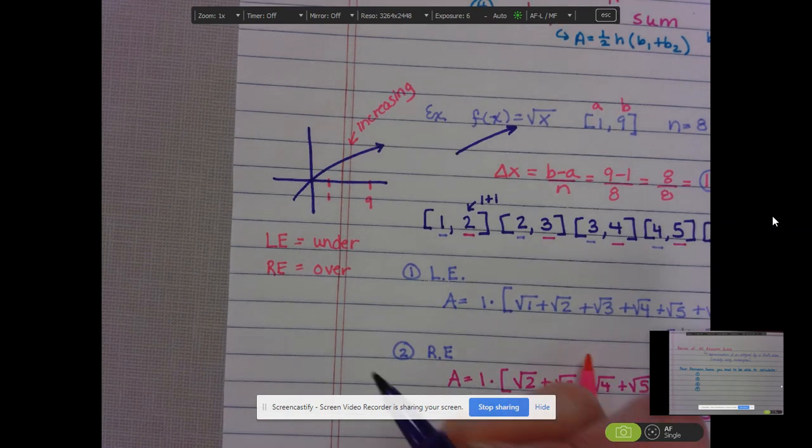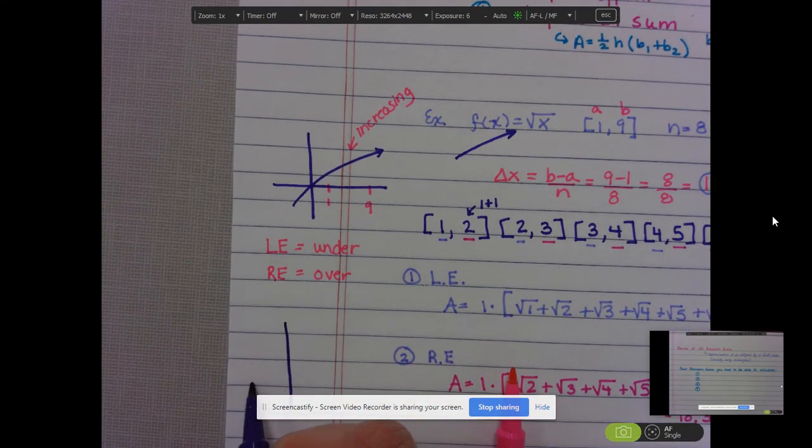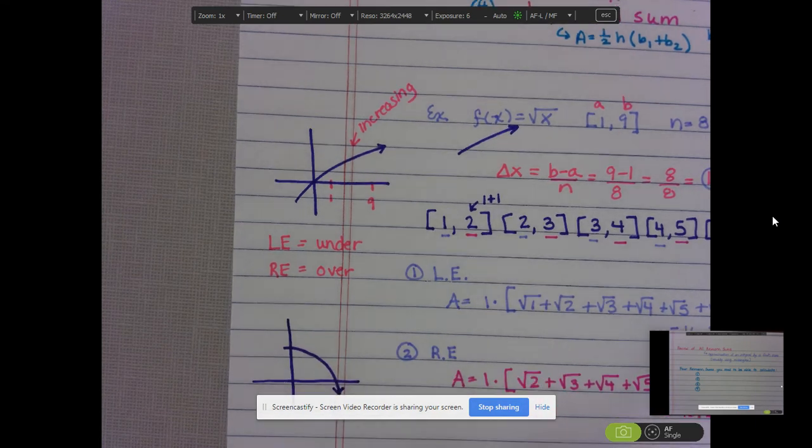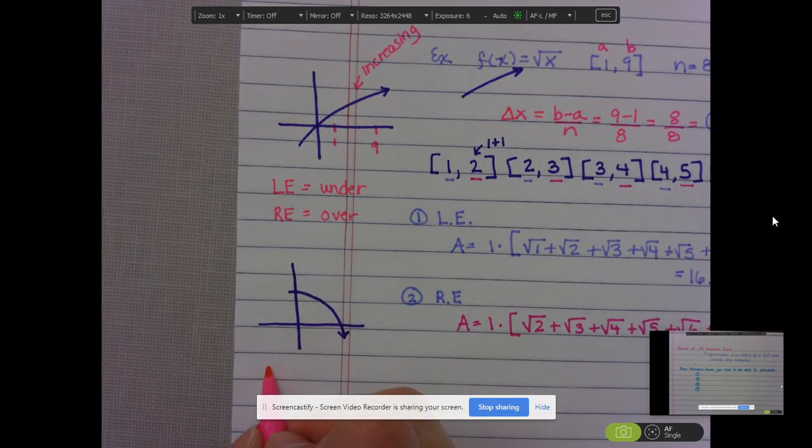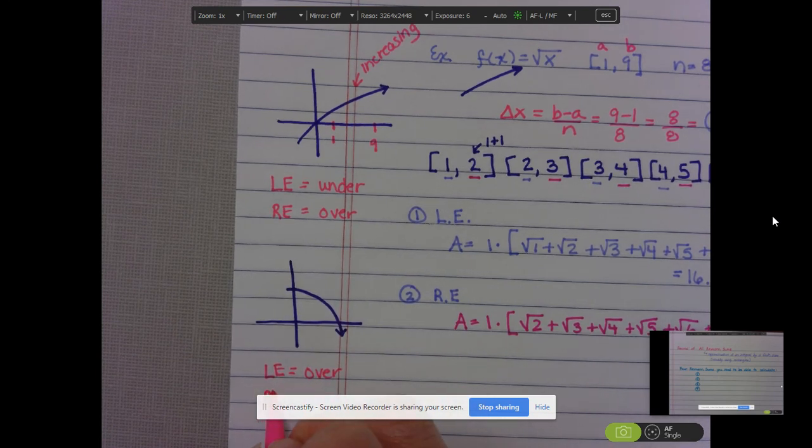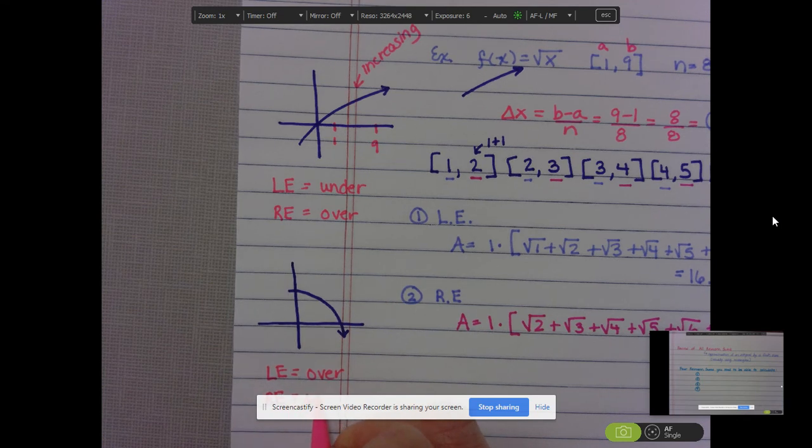If you have a function that is a decreasing curve, we can just look at it like this, then your left endpoint is always going to be an overestimate or an upper sum, and your right endpoint will always be the lower of the two.